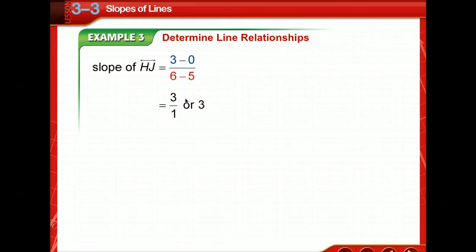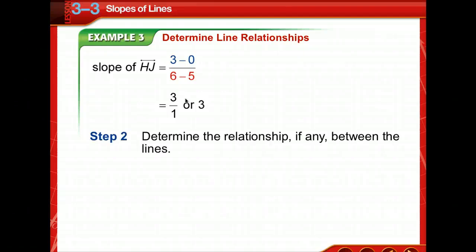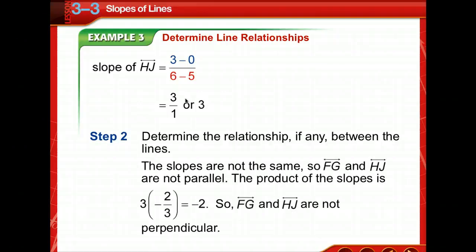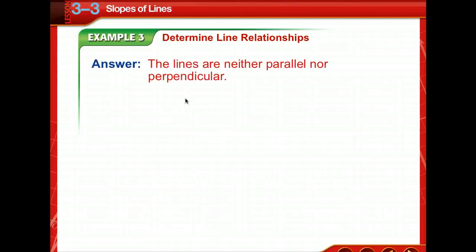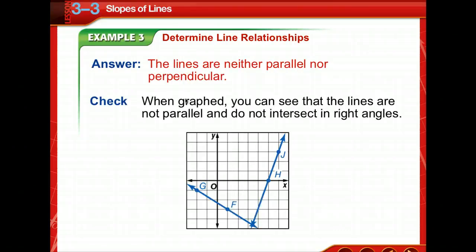So are they the same slope? No. Are they opposite reciprocals? No, because they'd have to be a positive 3/2. So this one is neither. And when you graph it, you can see that they don't intersect at right angles and they're not parallel. That's a good way to check your answer. Just graph them.